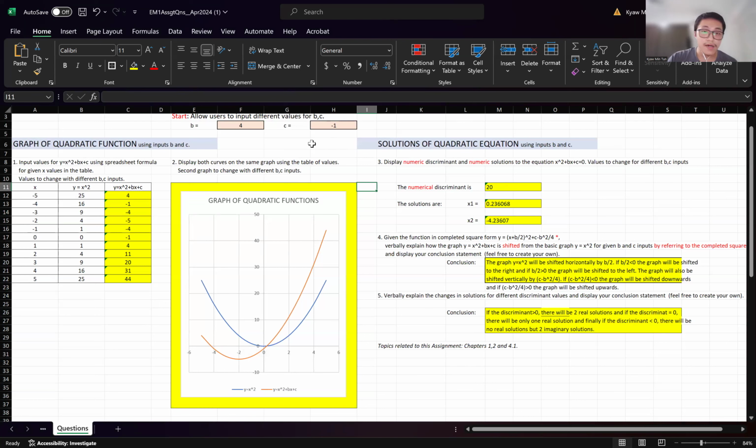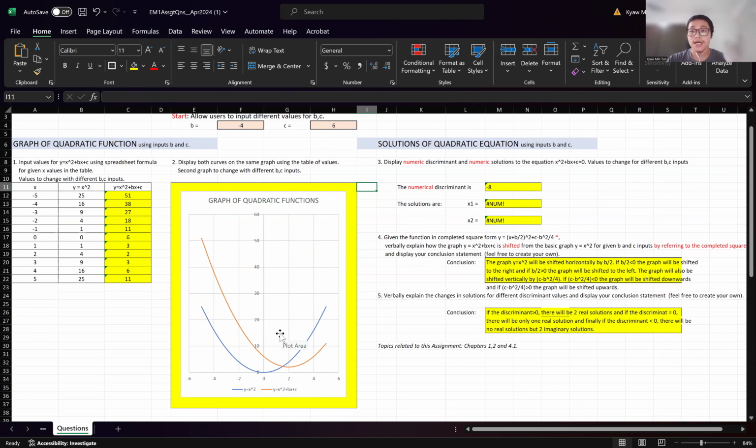If you change the values just like this, as you can see in here, the graph is shifted to the right by 2 and upwards by 2, because the value of b/2 is equal to minus 2. So the graph is shifted to the right by 2, and the value of c − b squared/4 is equal to 2, so the graph is shifted upwards by 2. So it's just like this.